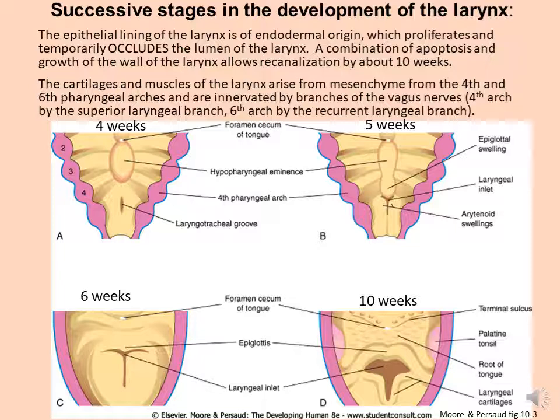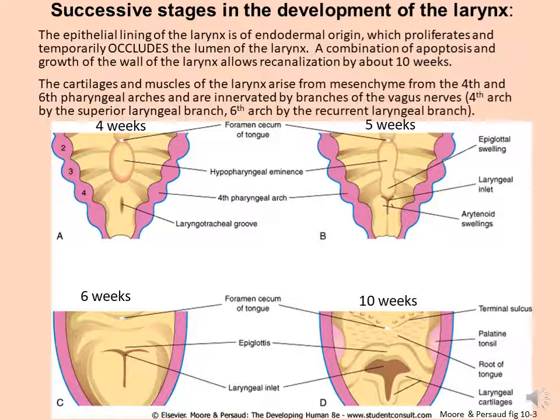So, the cartilages are epiglottis, thyroid, cuneiform, cricoid, arytenoid and corniculate cartilages. Out of these cartilages, epiglottis, thyroid and cuneiform are derived from 4th pharyngeal arch, whereas cricoid, arytenoid and corniculate cartilages are derived from 6th pharyngeal arch.